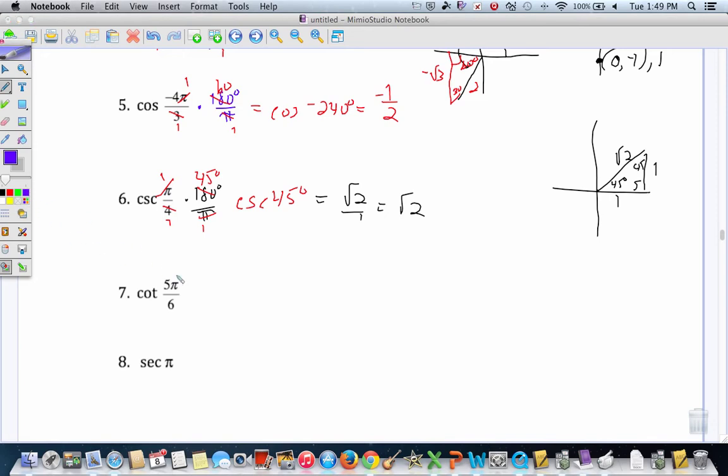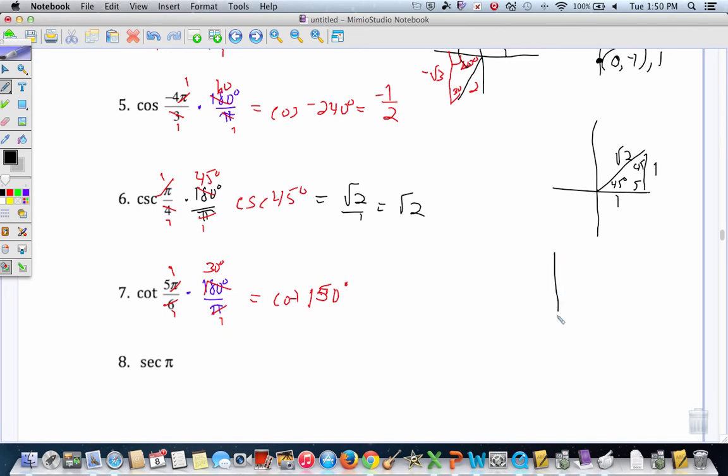Cotangent of 5 pi over 6. Let's go ahead and change that to degree measures as well. Multiplying by 180 degrees over pi, we'll cancel the pi's. Cancel the 6 with the 180 to be 1 and 30. And we're eventually finding the cotangent of 150 degrees.